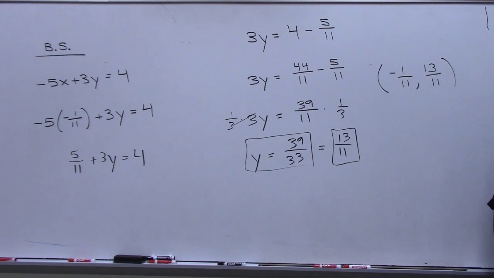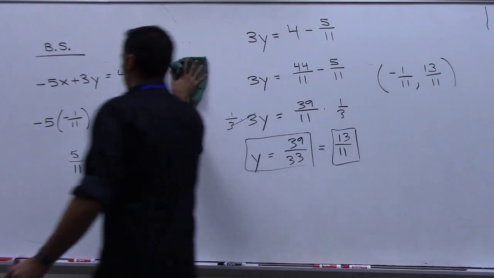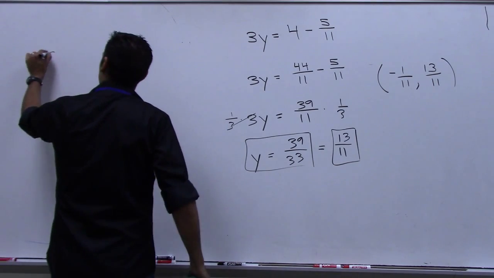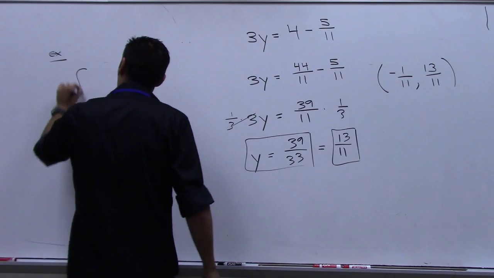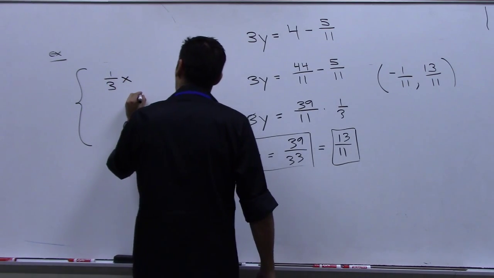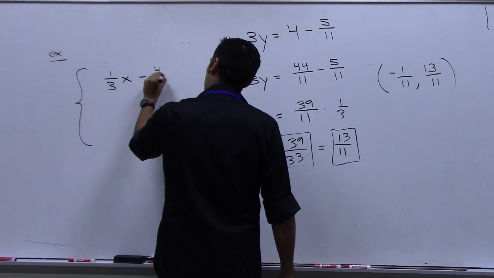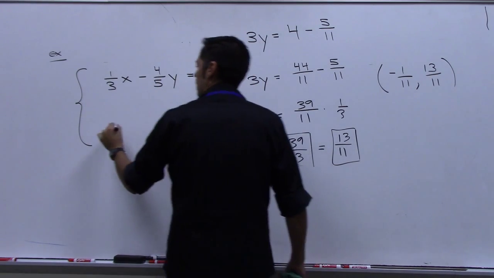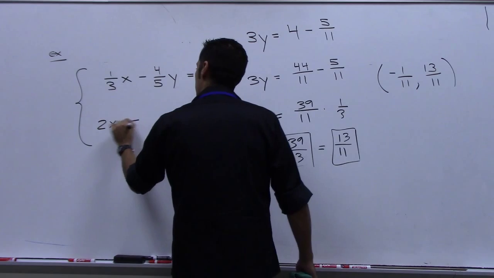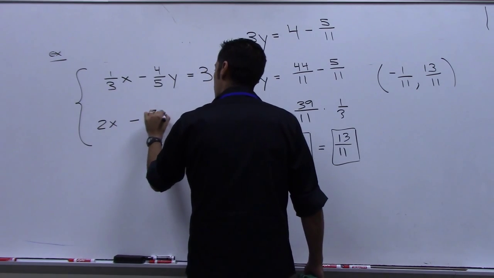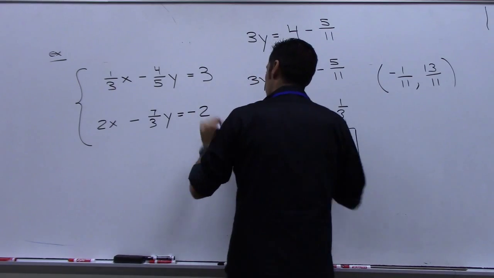We good? Yes? All right. So what if you have a system like this then? 1/3 x minus 4/5 y equals 3, and 2x minus 7/3 y equals negative 2.